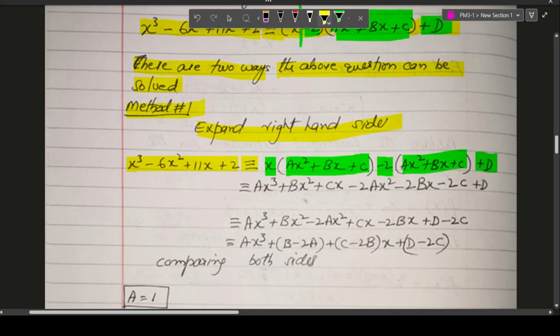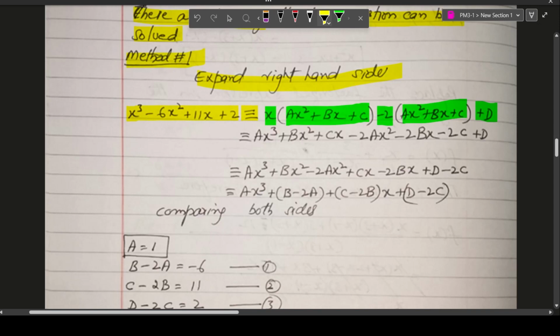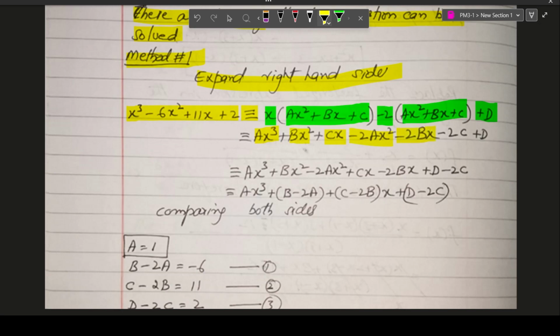Going back to the yellow highlighter again. So expand this right hand side. So ax square into x is ax cube, x into bx is bx square, x into c is cx, minus 2 into x square is minus 2ax square, minus 2 into bx is minus 2bx, minus 2 into c is minus 2c, plus d.